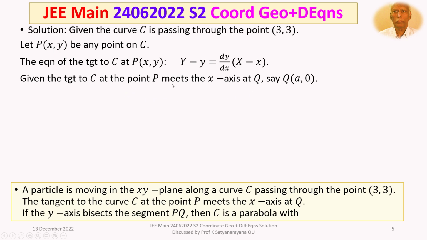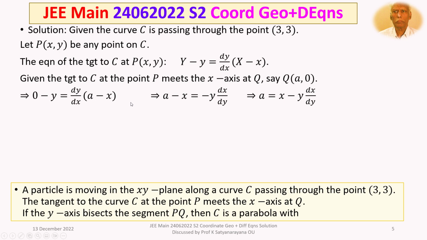Now, because the tangent is passing through (a, 0), the equation of the tangent must be satisfied by (a, 0). So put capital X equal to a and capital Y equal to 0 in the equation of the tangent. Then we get 0 minus y is equal to dy by dx into a minus x. This gives a minus x is equal to minus y into dx by dy, and that gives a is equal to x minus y into dx by dy.